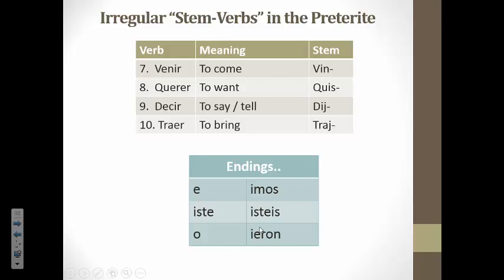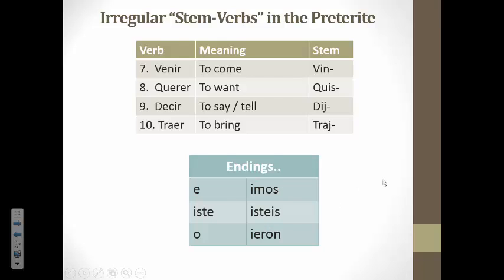Okay, so how do we put this all together? Okay, what you're going to do to conjugate an irregular stem verb is you're going to take this stem, for example with venir, vin, and you're going to put it in front of these endings. Okay, so you're going to have vine, viniste, vino, vinimos, vinieron. Don't worry, I will walk you step by step through that in just a moment.